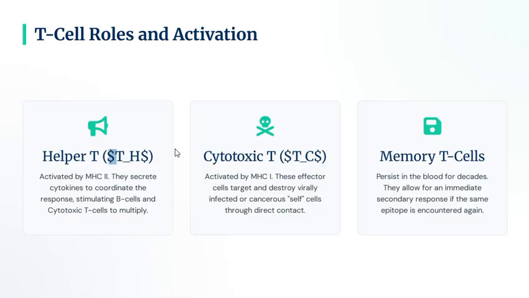This activates by MHC2, and they secrete cytokines to coordinate the response, stimulating B cells and cytotoxic T cells to multiply. And also, there's cytotoxic T, which is activated by MHC1. These effector cells target and destroy virally infected or cancerous cells through direct contact. There's also memory T cells, which persist in the blood for decades, and they allow for immediate secondary response if the same epitope is encountered again.